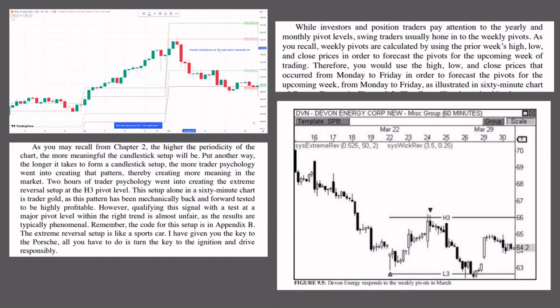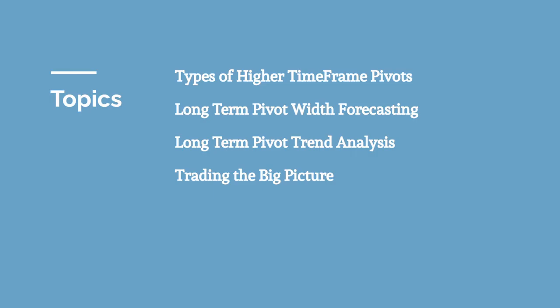Okay, so this is what has been explained in this topic called types of higher time frame pivots. In this topic, he has explained how to use yearly pivots, monthly pivots, and weekly pivots, what time frame to use when using yearly, monthly, or weekly, and also how to make use of two pivots, one is CPR and one is Camarilla, and how to interlink and use them. That is all explained in this video.